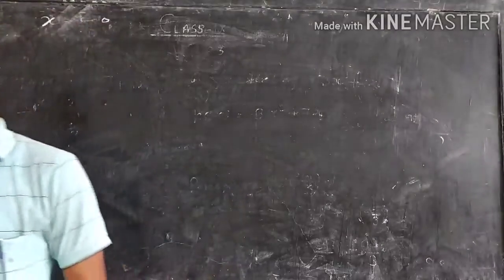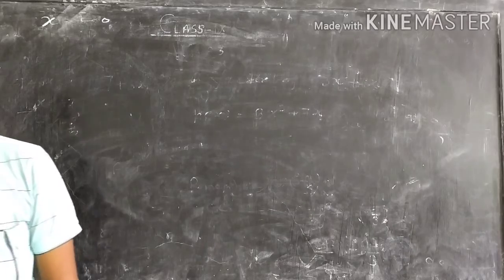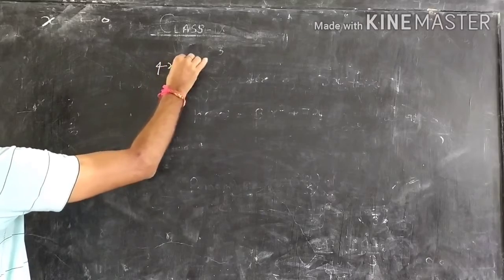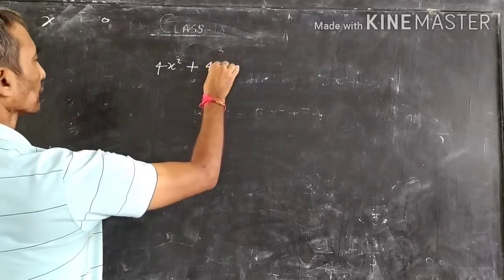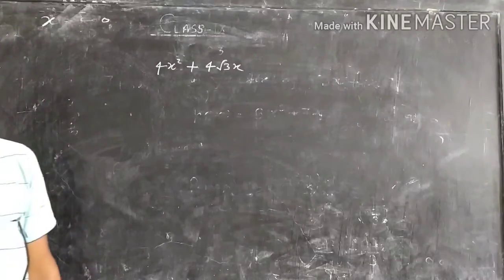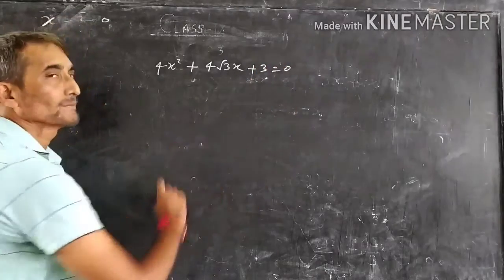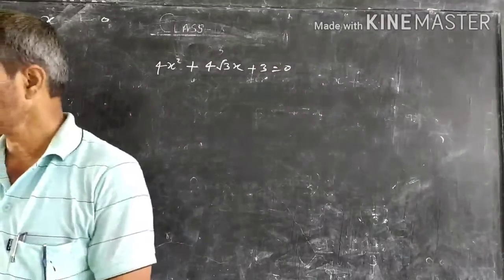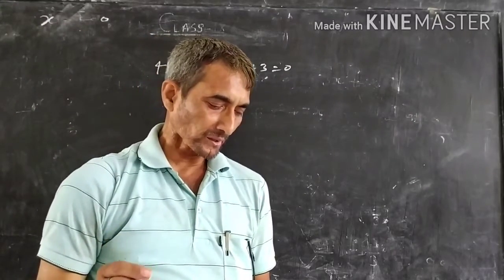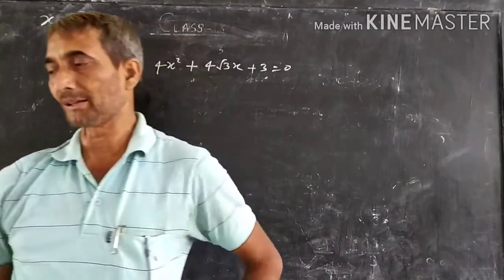Question is 4x square plus 4 root 3x plus 3, and this will be equal to 0. Question is, find the roots of the following quadratic equation, if they exist, by the method of completing square.